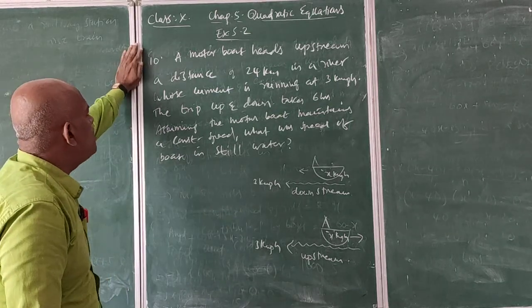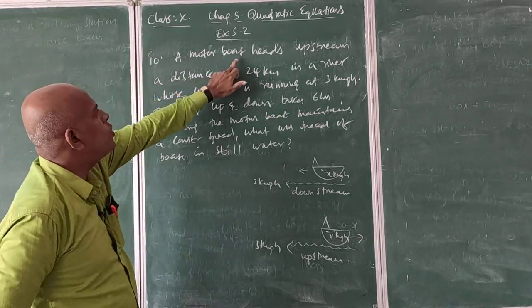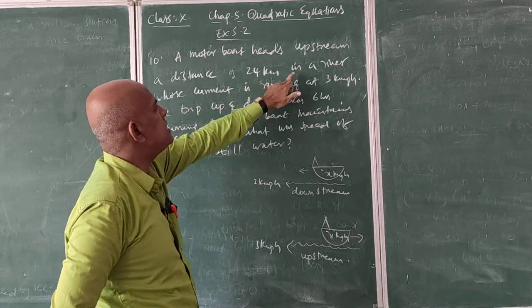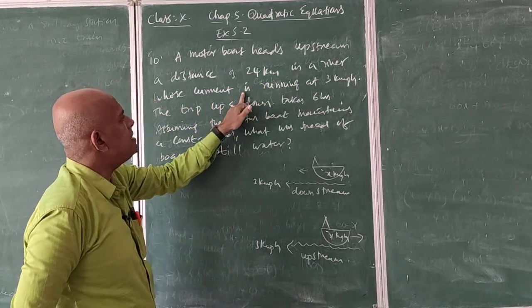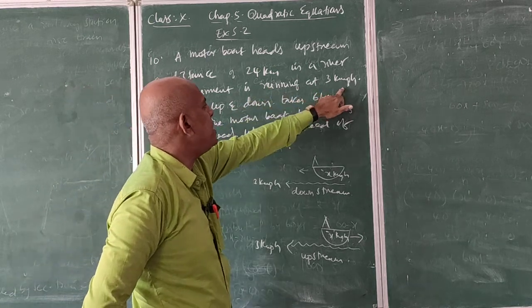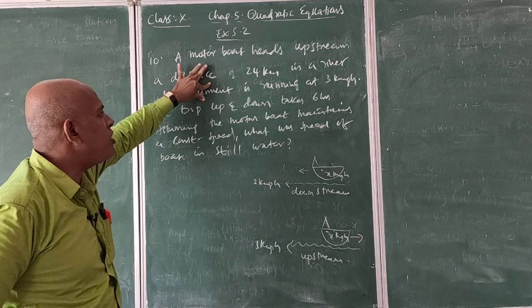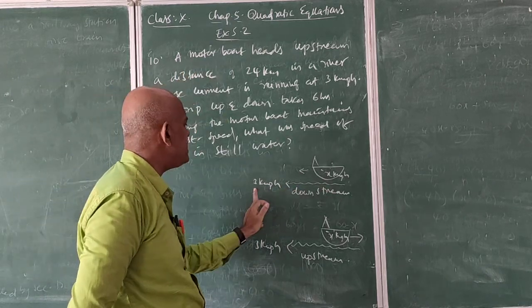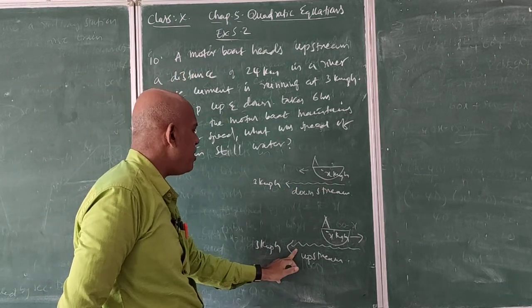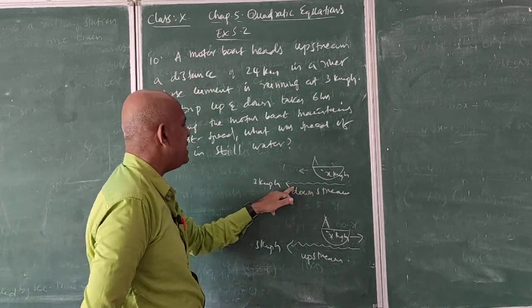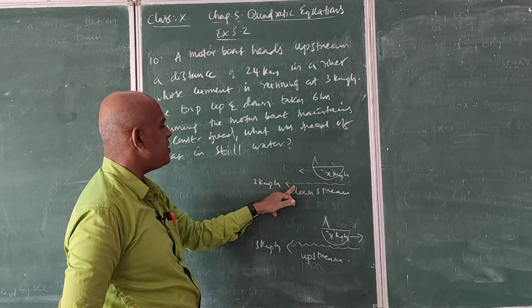Okay, then coming to the last problem. A motor boat heads upstream a distance of 20 kilometers in a river whose current is running at 3 kilometers per hour. Here current in the sense here flow of water, the speed of water flow. The speed of water flow is 3 kilometers per hour. So this is what the speed of the water flow. That is called current. A rate of stream also you can say.